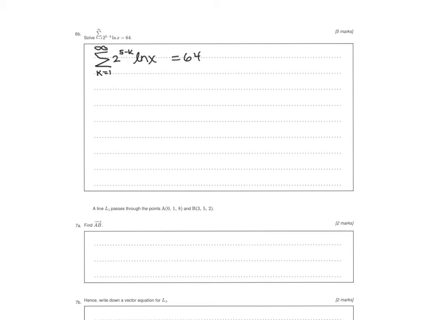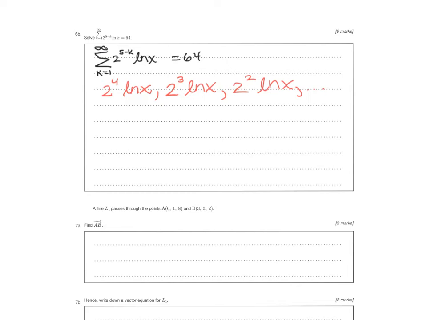So the first thing I'd recommend you do is to just write out your first few terms of the sequence. If I plug in 1 for k, I get 2 to the 5 minus 1, 5 minus 1 being 4, ln of x. That is my first term of the sequence. Then my second term is what I get when I plug in 2. So I get 2 to the 5 minus 2, so that's 2 to the third, ln of x. Then I would plug in k equals 3: 2 to the 5 minus 3, so that's 2 squared, ln of x. So now I can start to look at this sequence and try to figure out how to best approach it.